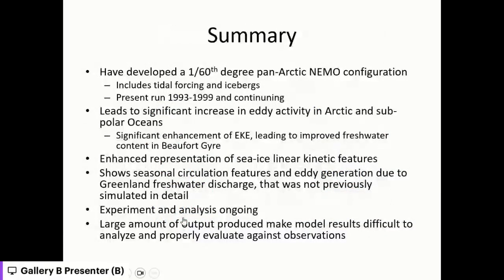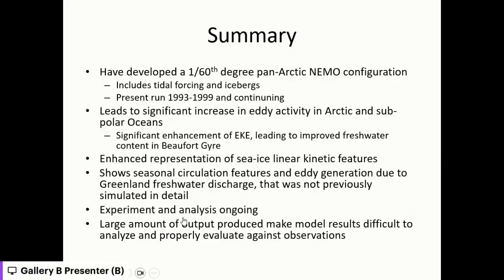So in summary, we've developed a 1/60-degree pan-Arctic NEMO configuration. Everything from tidal forcing, icebergs, all sorts of bells and whistles in there. We've got 6-7 years where we're getting into 2000. Significant increase in the eddy activity in the Arctic and the subpolar. A lot better eddy generation, a lot of barotropic instabilities occurring. Comparison with observations to actually evaluate, and that's going to be a challenge given the scales. Work is ongoing. There's definitely improvements.